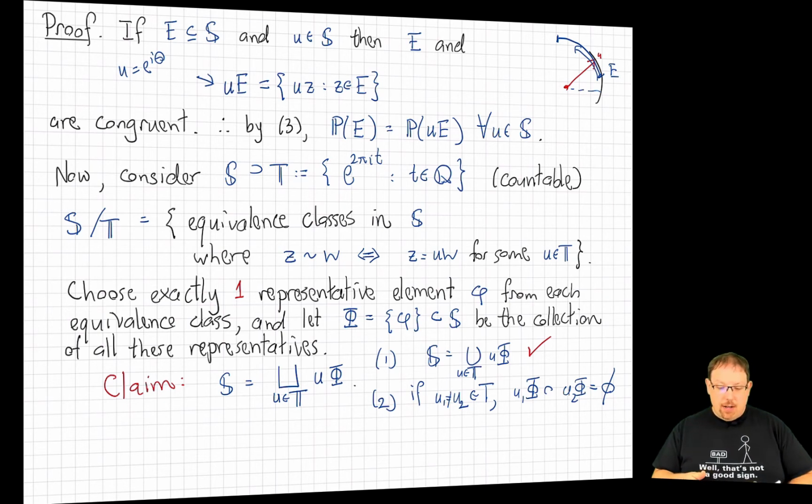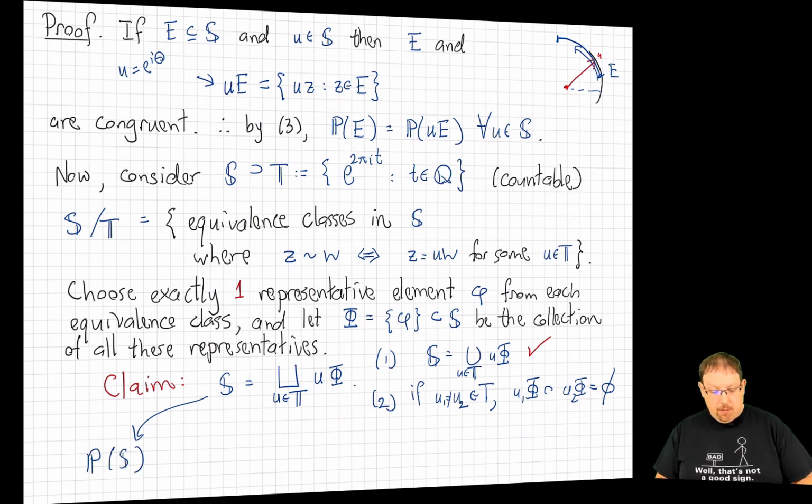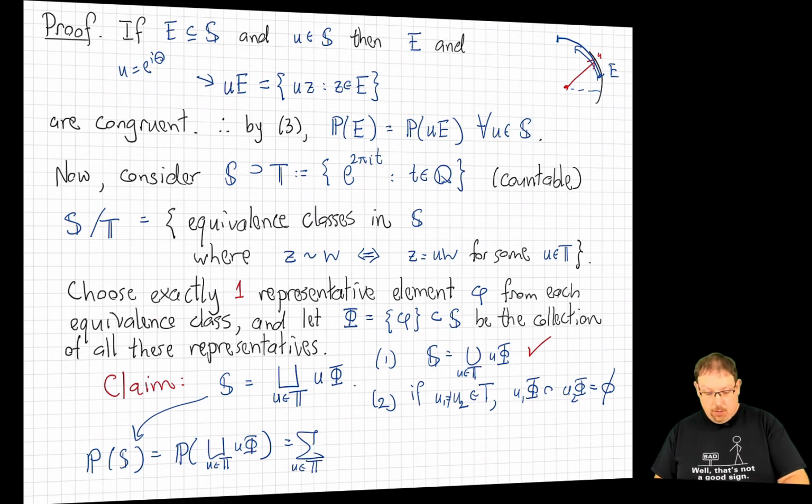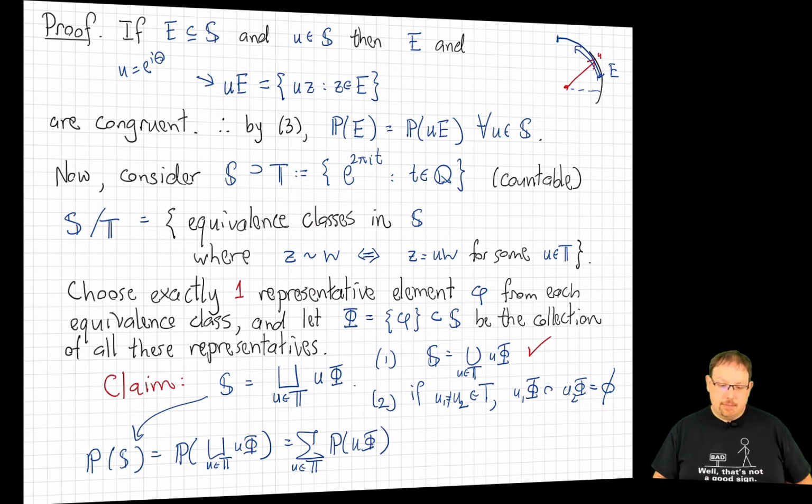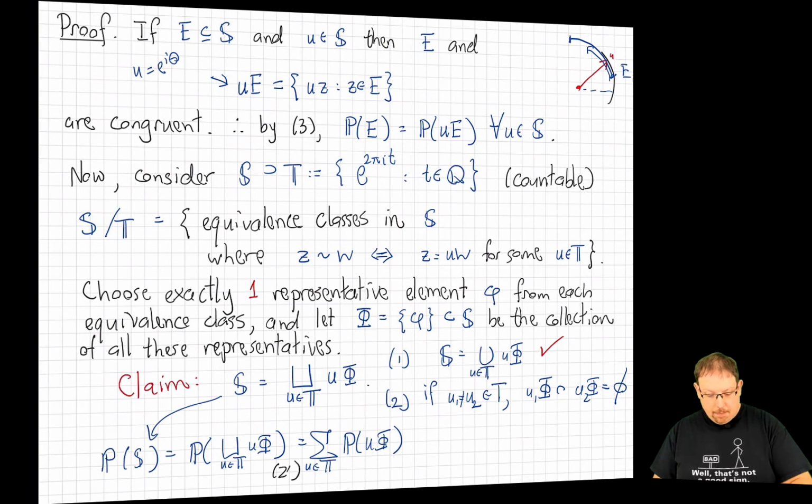So I've generated this set phi, a subset of the circle, and I now can reassemble the circle by taking this countably infinite disjoint union of rotations of that set phi and putting them together. Maybe that doesn't sound like a problem right now, but consider this. From property 2, or property 2 prime, because that is a disjoint union, the proportion measure of the whole circle, which is the proportion measure of this disjoint union, is equal to the sum over all of those u's of the proportion measure of u times phi. So that followed from property 2 prime of our desired properties of proportion measurements in the circle.